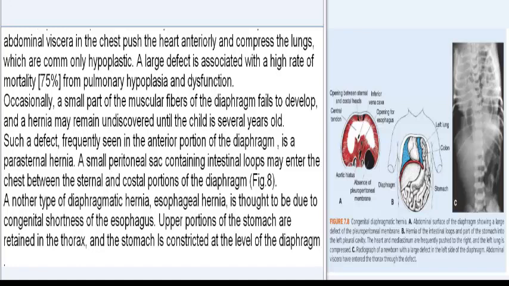Such a defect, frequently seen in the anterior portion of the diaphragm, is a parasternal hernia. A small peritoneal sac containing intestinal loops may enter the chest between the sternal and costal portions of the diaphragm, Fig. 5.8. Another type of diaphragmatic hernia, esophageal hernia, is thought to be due to congenital shortness of the esophagus. Upper portions of the stomach are retained in the thorax, and the stomach is constricted at the level of the diaphragm.